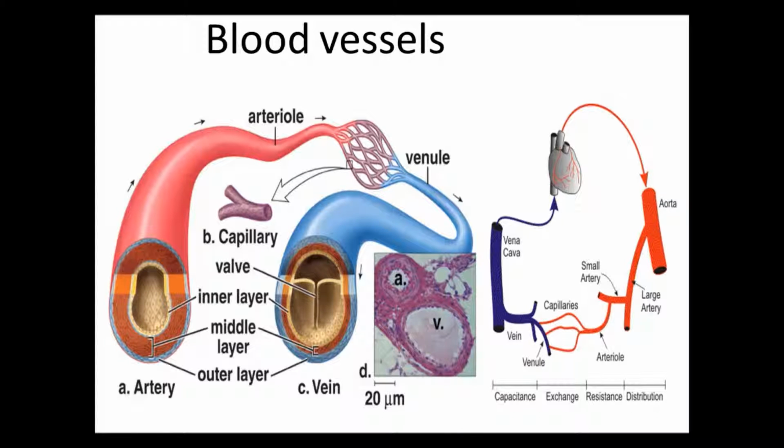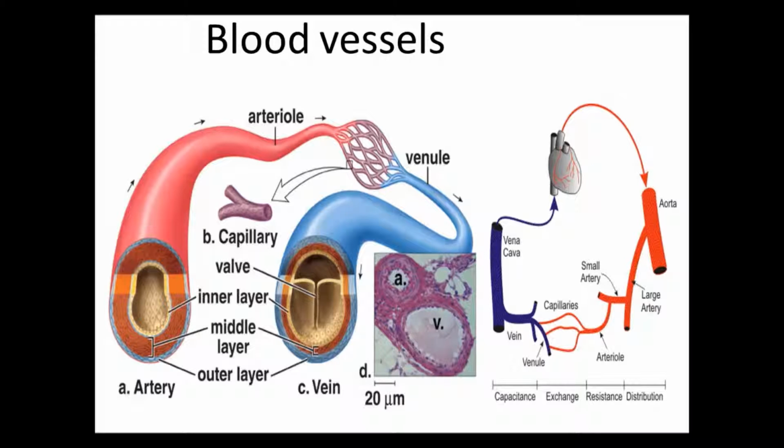Blood is carried away from the heart in the arteries. These branch into narrower blood vessels called the arterioles. The arterioles lead into the network of microscopic blood vessels called capillaries, and the capillaries merge to form venules, which in turn form veins.